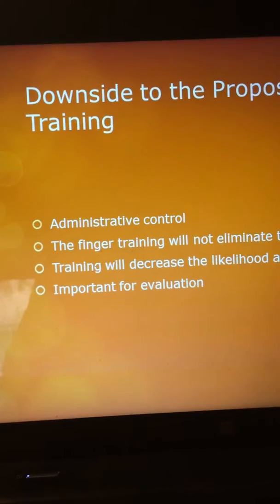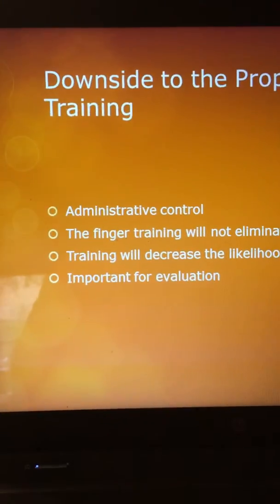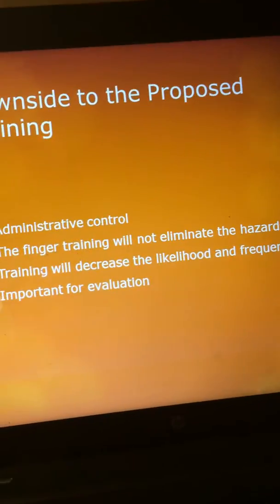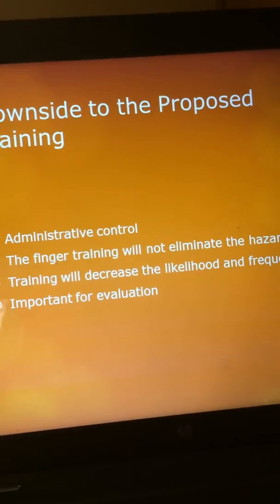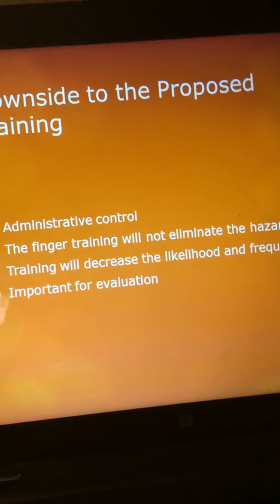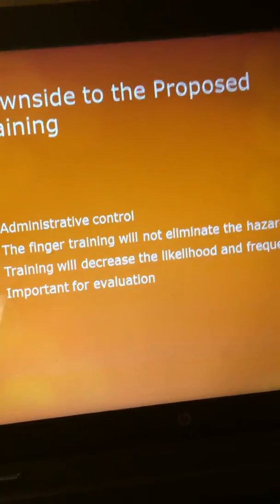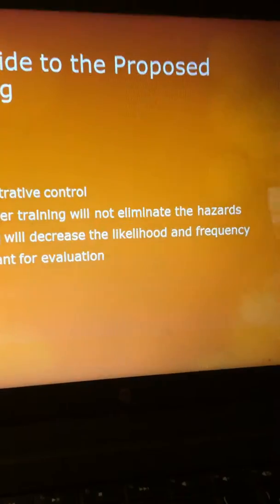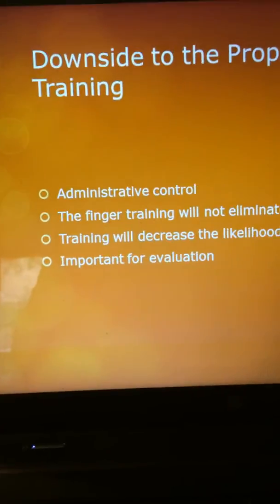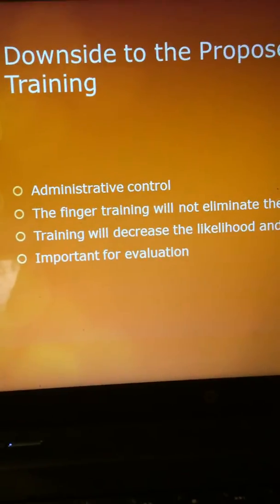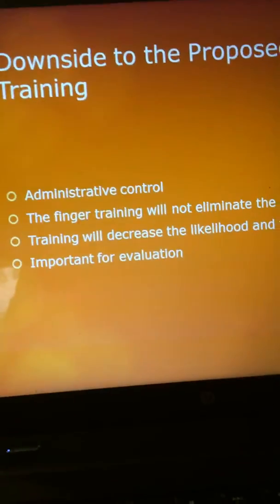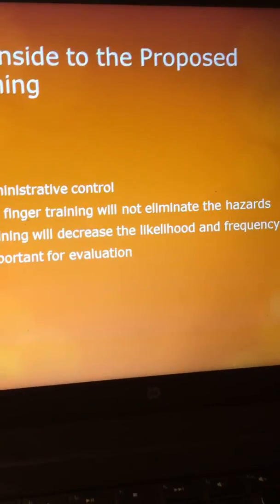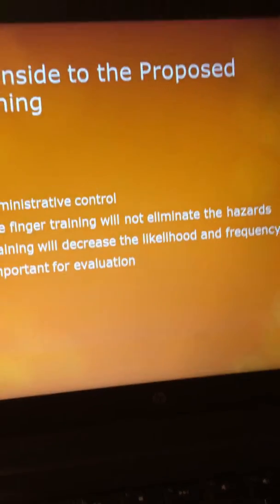The downside, this is training. It's administrative control. The hazard's still there. The training won't eliminate the hazard, but what it will do is decrease the likelihood and frequency of fingers getting hurt. This is important to know when you are evaluating the training, because you need to know what you're expecting to get out of the training. This is not an engineering control. We're not removing the hazard or removing the person. It's still there, but now we're training on how to control those hazards.